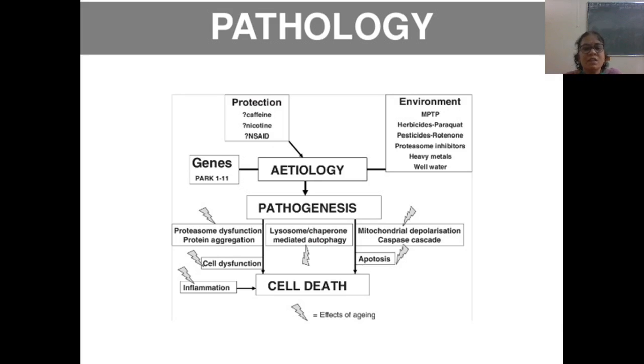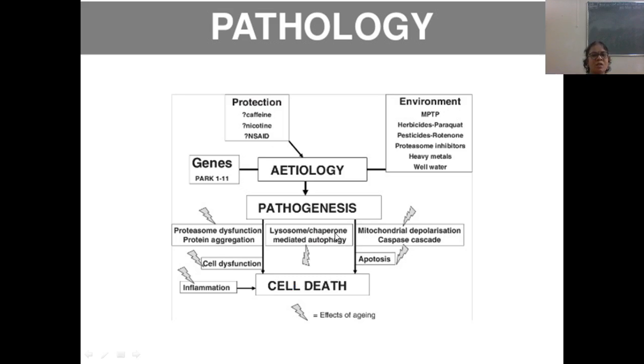We will see how this causes pathogenesis. What is the pathogenesis? Due to these protease inhibitors, aggregation of protein takes place, which may lead to cell dysfunction, which may lead to cell death. Chronic inflammation also may lead to cell death.